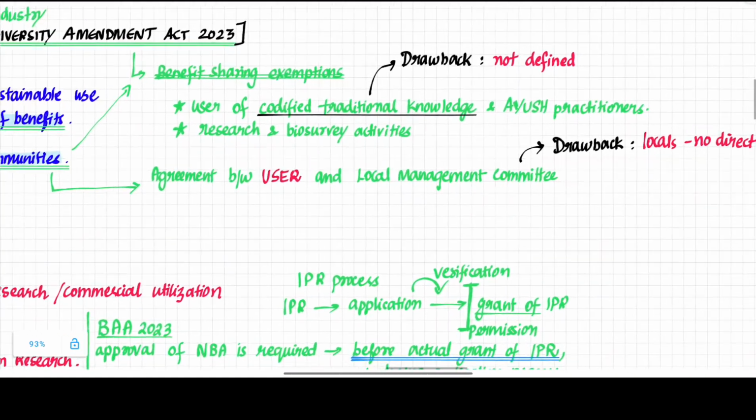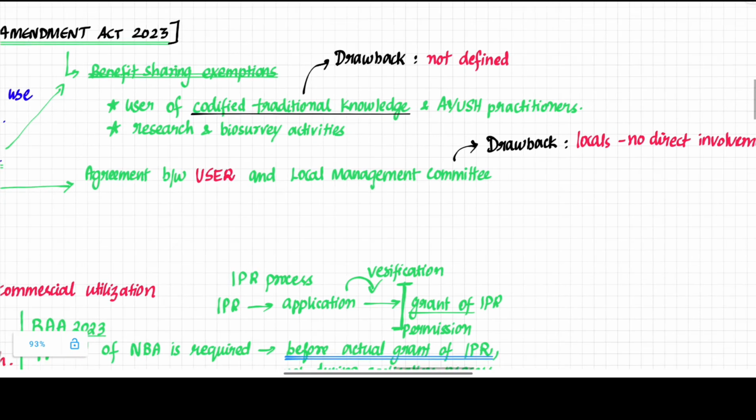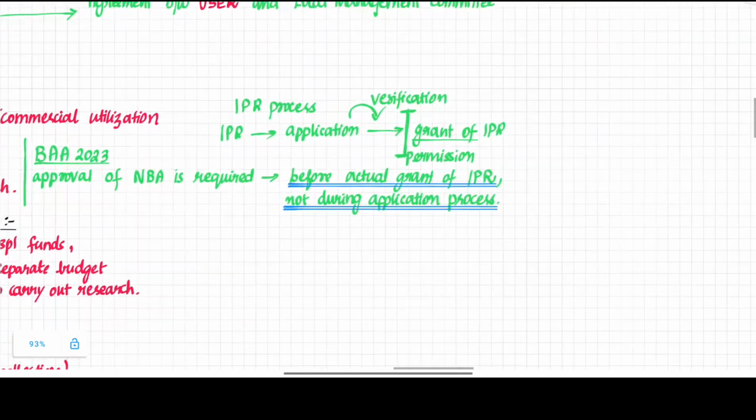Therefore, we say here that there is the use of codified traditional knowledge. If somebody is having codified traditional knowledge, they need not do benefit sharing. And also Ayush practitioners need not do benefit sharing. Research or biosurvey activities need not do benefit sharing. And the benefit sharing is thus the agreement between the user and the local board, the local management committee. In the local management committee, there is no direct involvement of the locals actually, right?